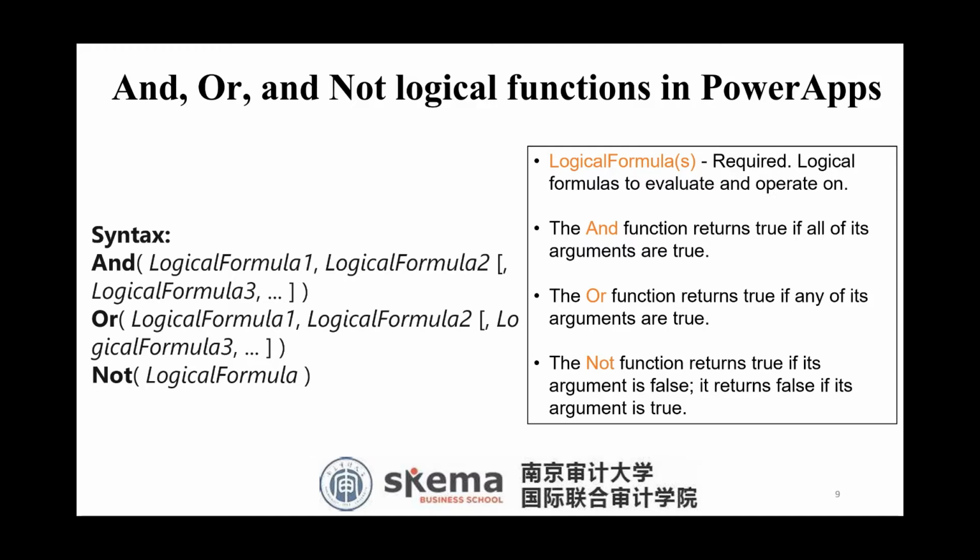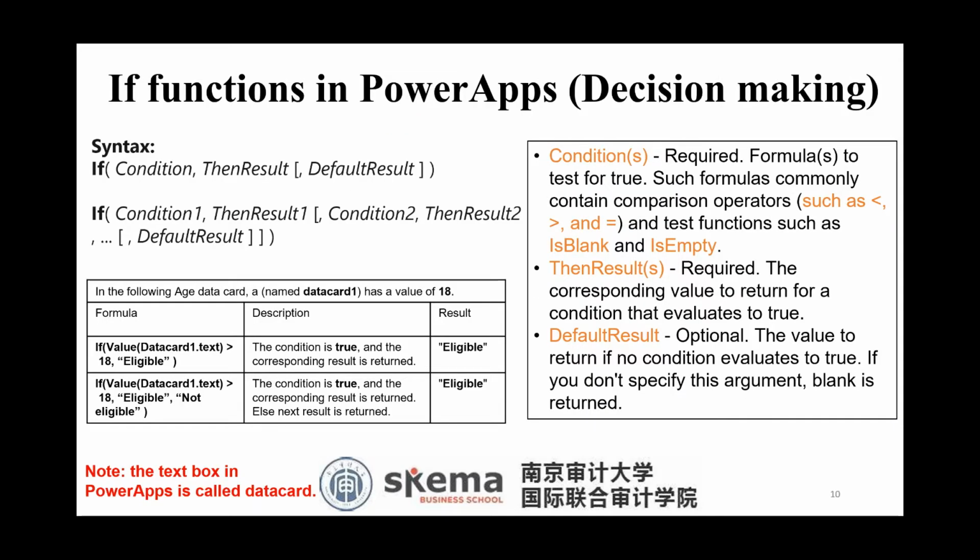Okay, so the syntax, for example, just to show you, we can do and, or, and not. Just like last semester, we learned Visual Basic and Excel for business programming, and then we connect these two. Similarly, we can do many things in the Power Apps ecosystem. Even if it's a low-code platform, we can do a lot of things.